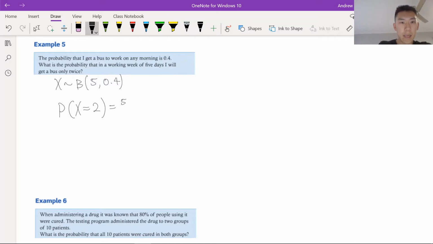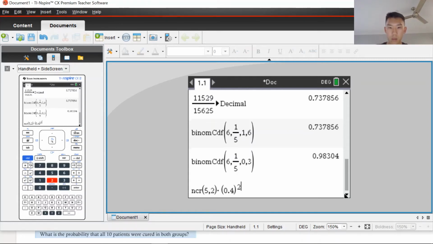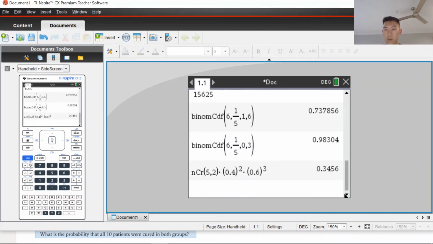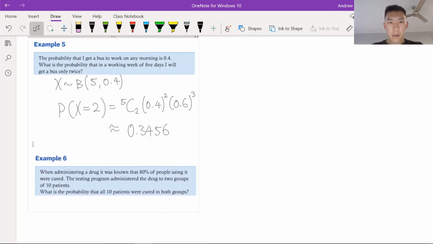So this becomes nCr, 5C2, p to the power of r, so 0.4 to the power of 2, and then q to the power of n minus r, so 0.6 to the power of 3. And then type this in: nCr 5 2 times 0.4 to the power of 2 times 0.6 to the power of 3 equals 0.3456. If you use the distribution function to do this, you'll get the exact same answer. So whichever way is fine.